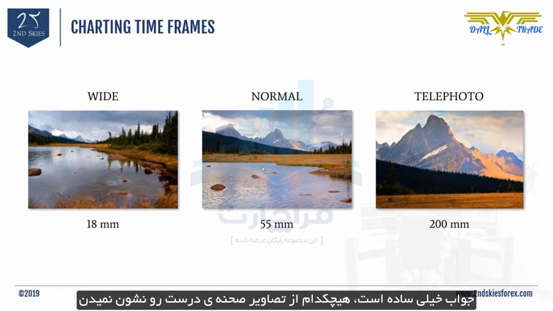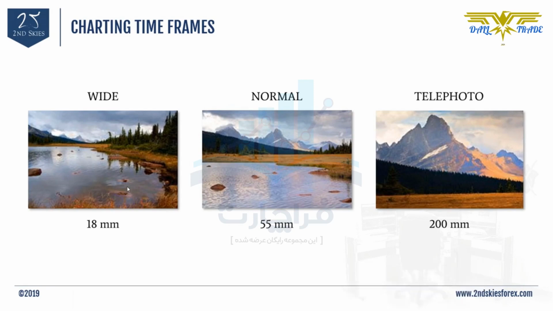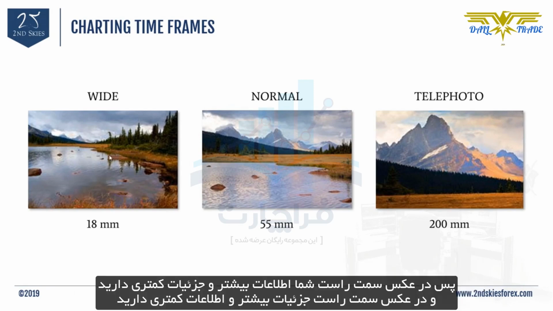The answer is simple. Neither one of them is the right view. It's the same scenery, you're just simply looking at it with different lenses. Greater detail to the right, less detail to the left, but more context. You see more of the scenery at the expense of less details, and to the right you have more details at the expense of less context.